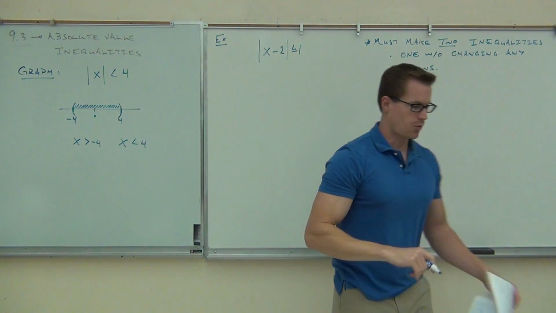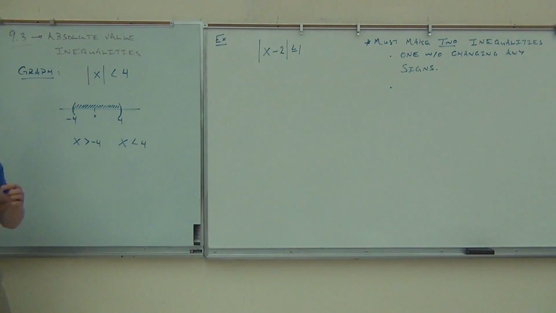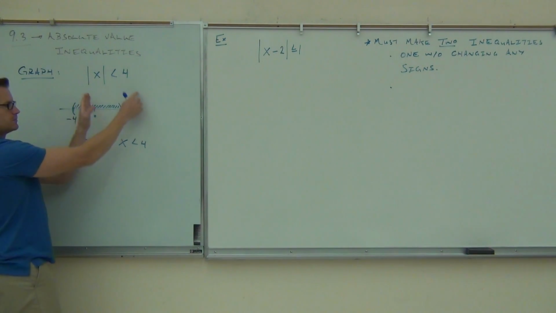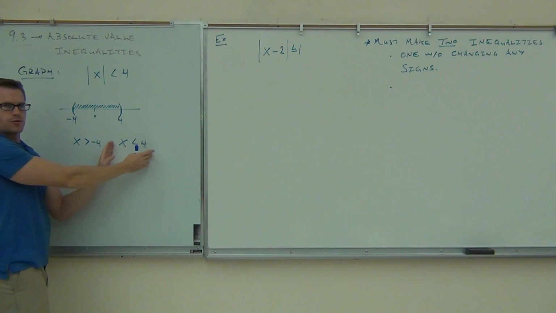Now the second one's kind of important though. Look at the second one. Please watch the difference up here. When you made this first inequality, it was very much like making the first equation where you changed nothing. We said absolute value of x is less than 4, therefore first inequality is x is less than 4.